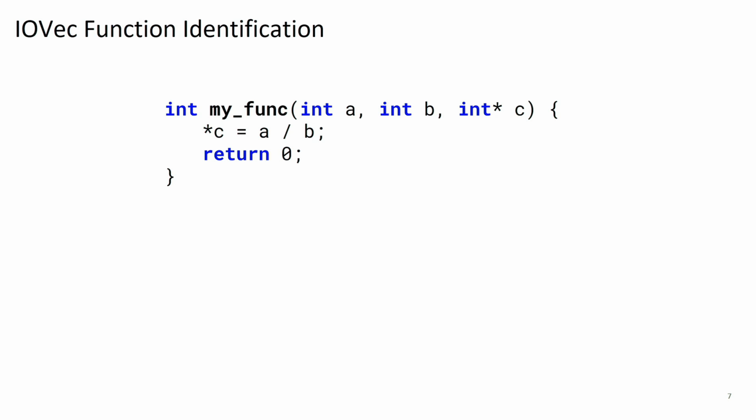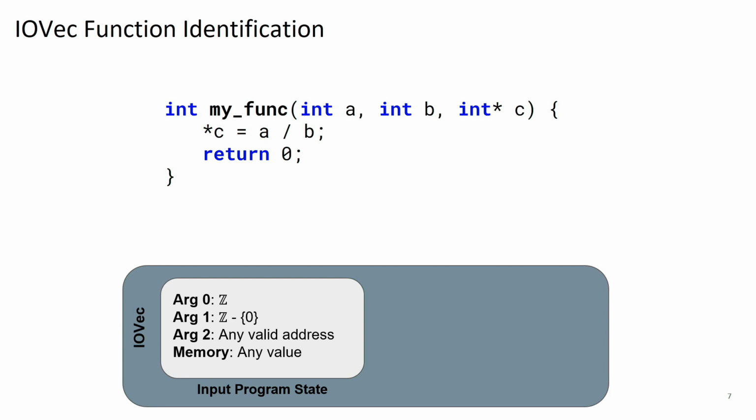So for instance, take this very simple function here that takes in two integer arguments and a pointer. This function divides the first argument by the second argument and then stores that result in the location pointed at by the third argument. And finally, this function returns 0.